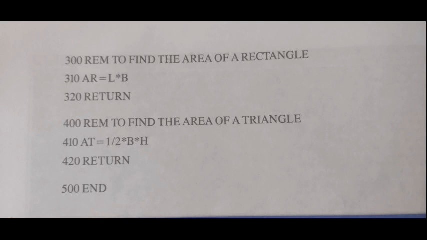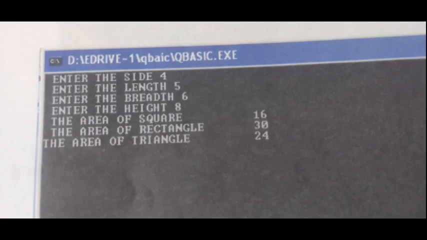Clear for everyone? We will see the result so that you will have even clearer understanding. Enter the side, 4. Below, can you find the area of the square? 4 into 4 is 16. Enter the length 5, enter the breadth 6. So 5 into 6, the area of the rectangle is 30. The area of the triangle is half into b into h, so half into 6 into 8. 8 and 2 get cancelled, and you get 6 fours are 24 as the answer. Breadth and base are taken as the same value for the rectangle and triangle.